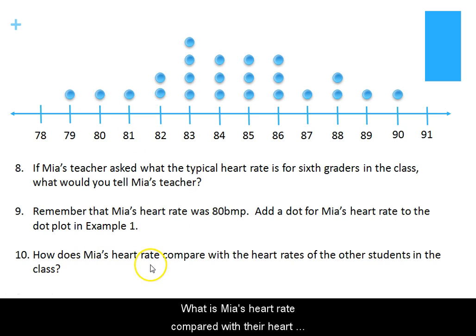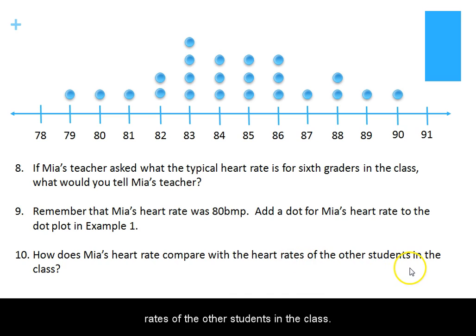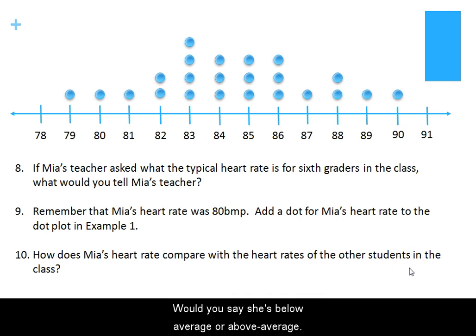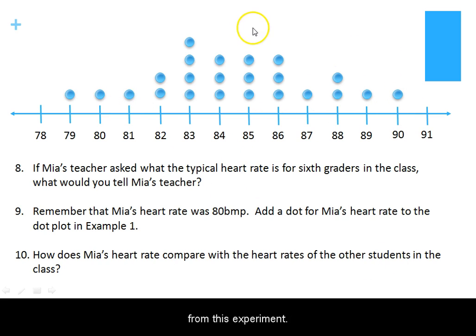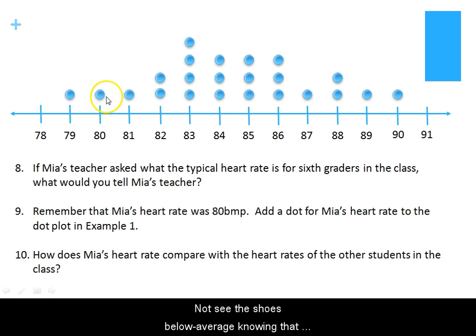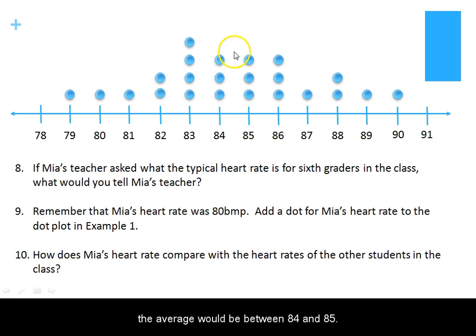How does Mia's heart rate compare with the heart rates of the other students in the class? Would you say she's below average or above average? I'd say she's well within the norm based on the results we see from this experiment, but I'd say that she's below average, knowing that the average would be between 84 and 85.